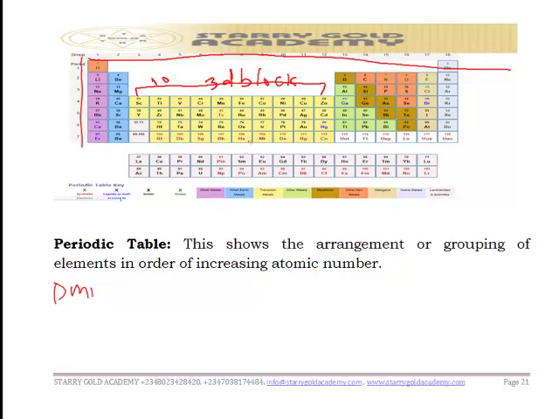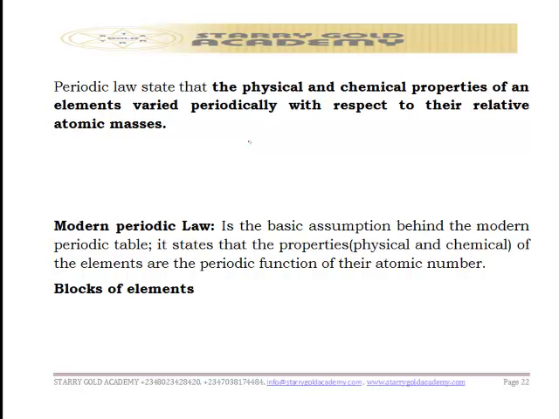But remember I told you that Lavoisier's contribution, or arrangement of the periodic table, was based on metal and non-metal. But it was Mendeleev, the Russian scientist, in 1869 to 1871, who developed the periodic law, which states that the properties, which are the physical and the chemical properties of an element, varied periodically with respect to their relative atomic number.